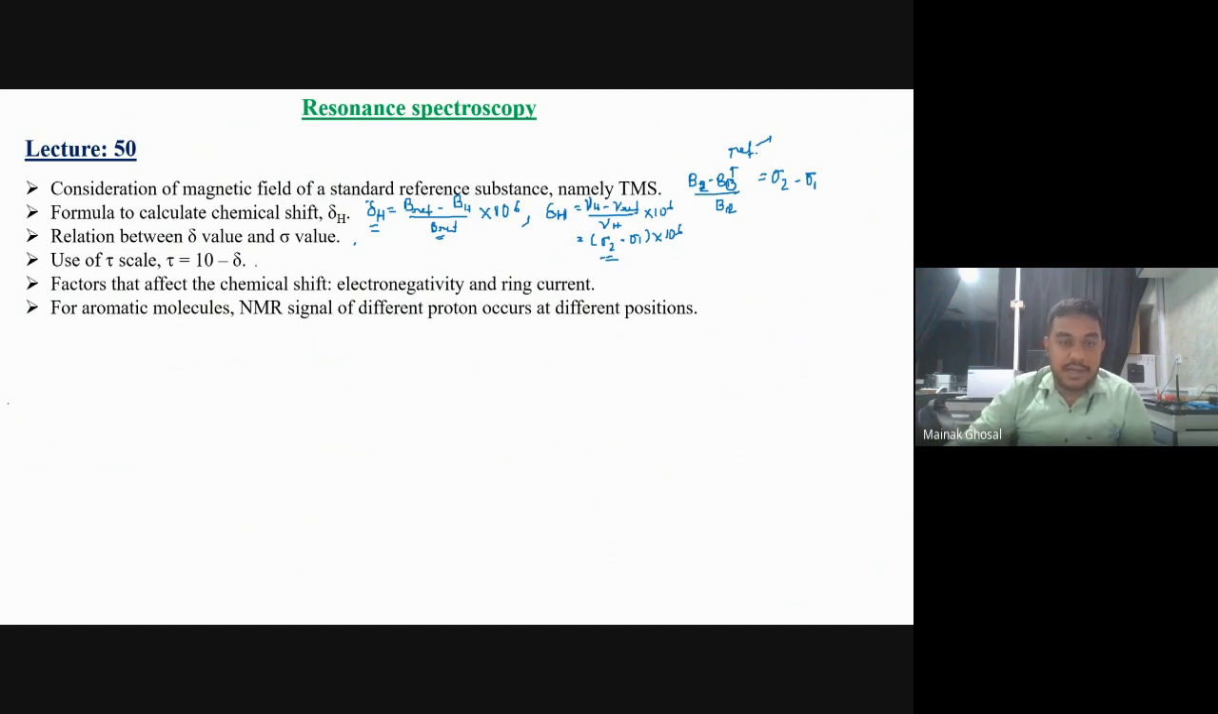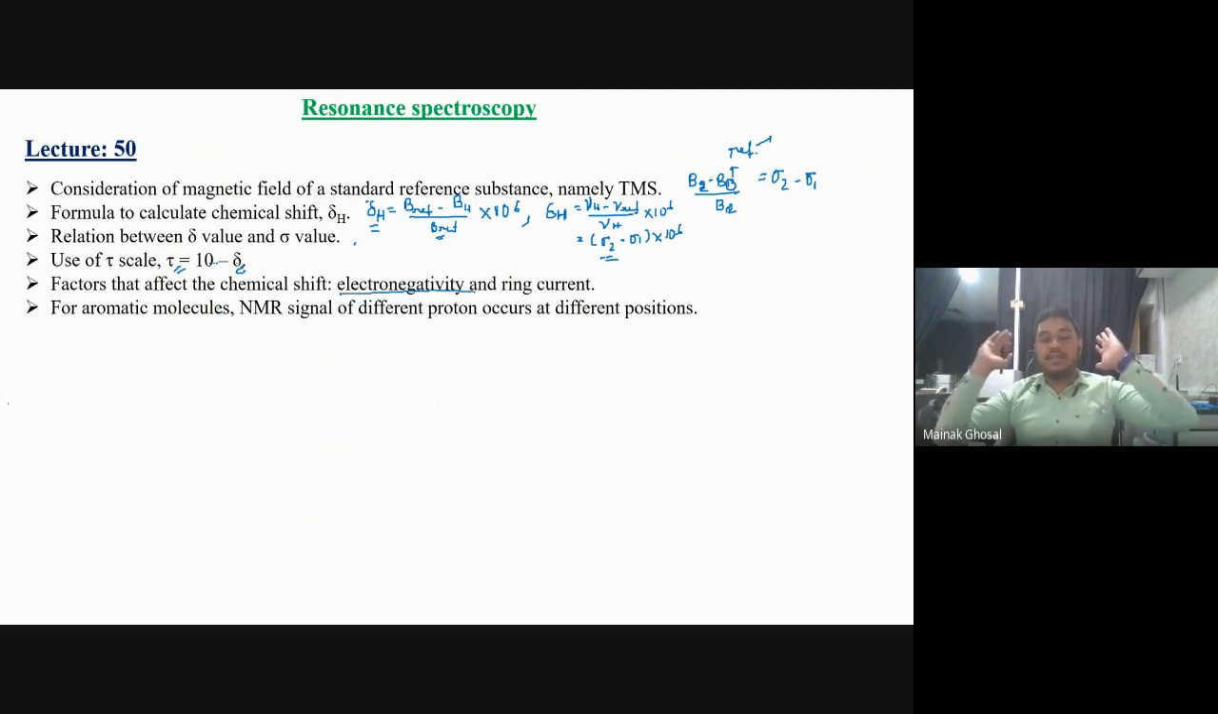So whatever value you are getting as delta, you just subtract it from 10, you will get the value of tau. Okay. Now the scales are done: you got the magnetic field, you got what is chemical shift, and now you have to find the value of chemical shift.